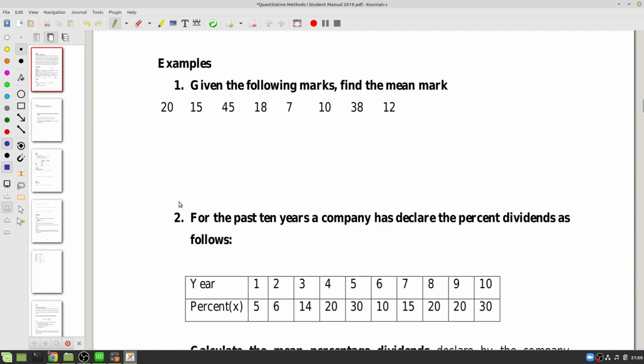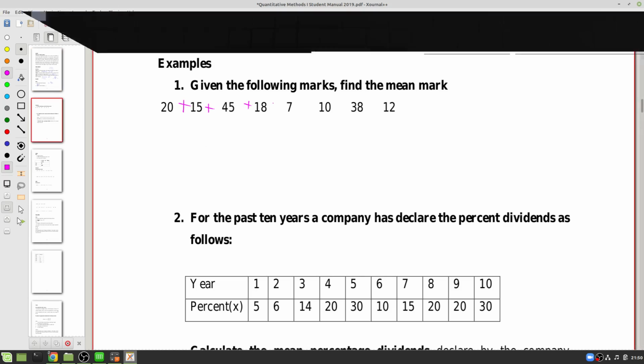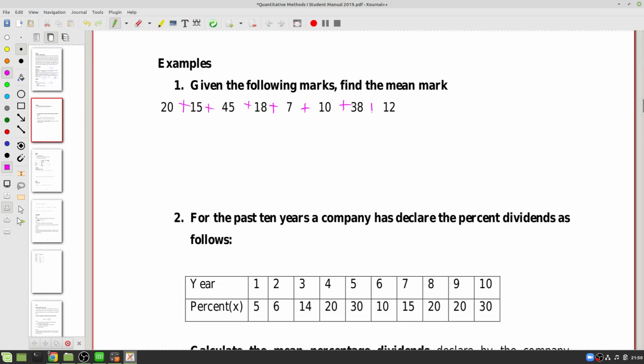Examples. Given the following marks, find the mean mark. All right, let's do this in pink. So how do we find the mean? Again, we just add all of them together and divide it by how many things there are. So how many are there? 1, 2, 3, 4, 5, 6, 7, 8. 8 of them.